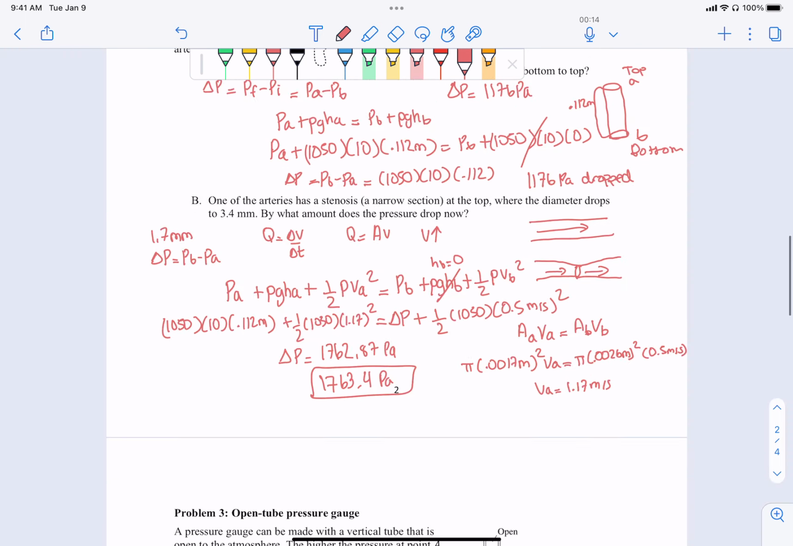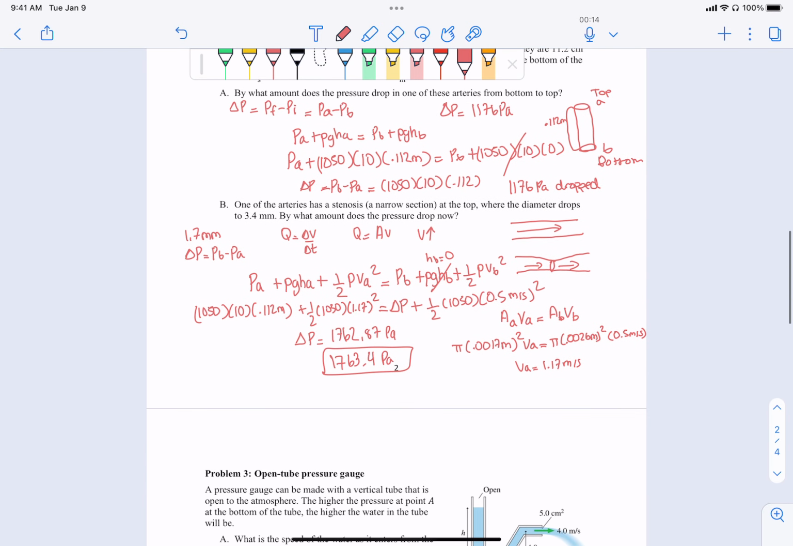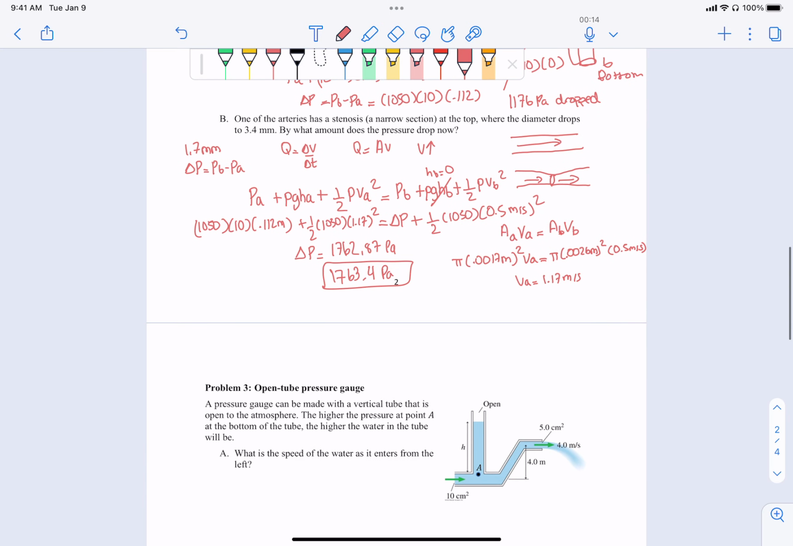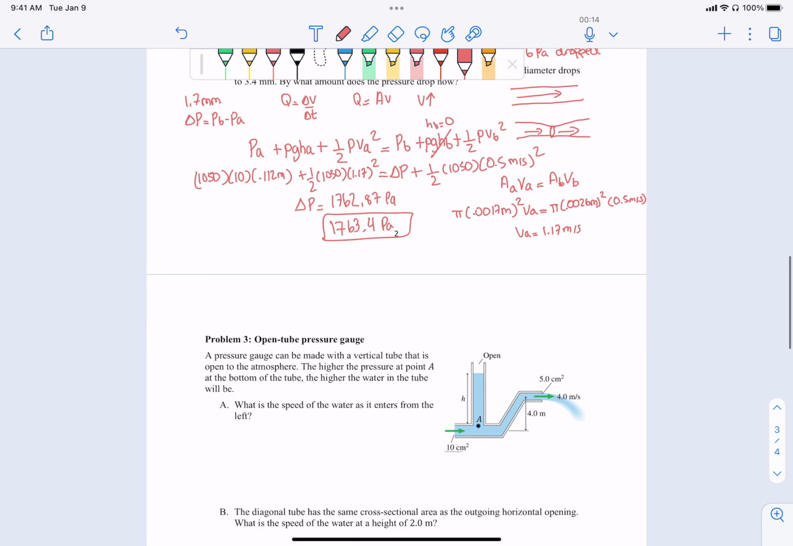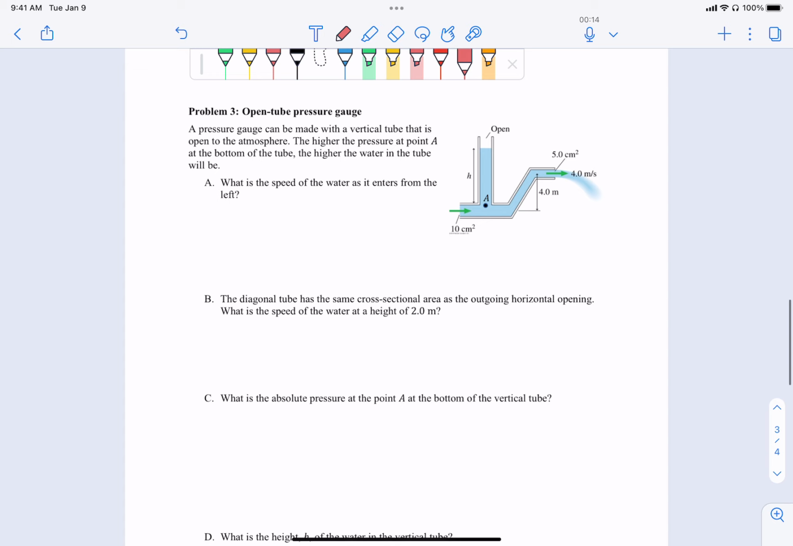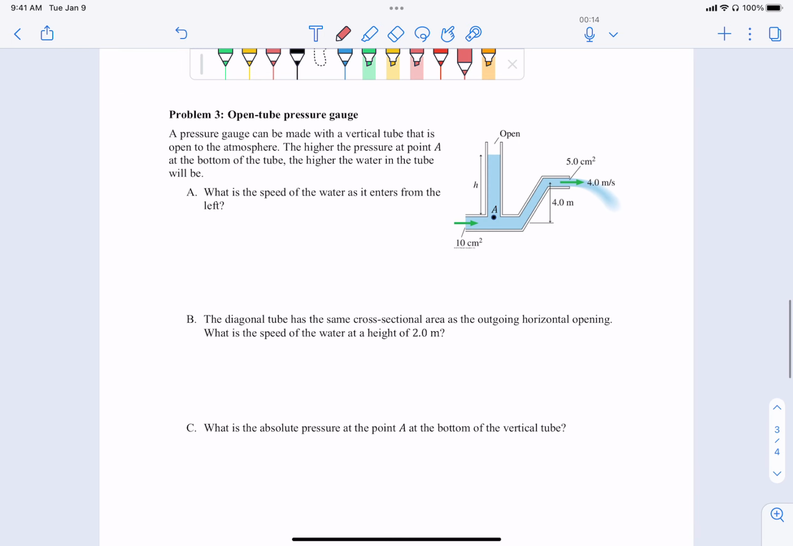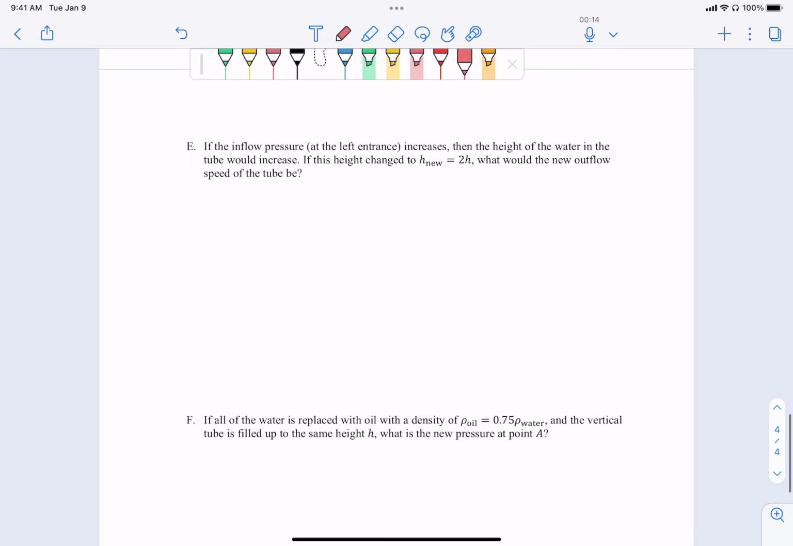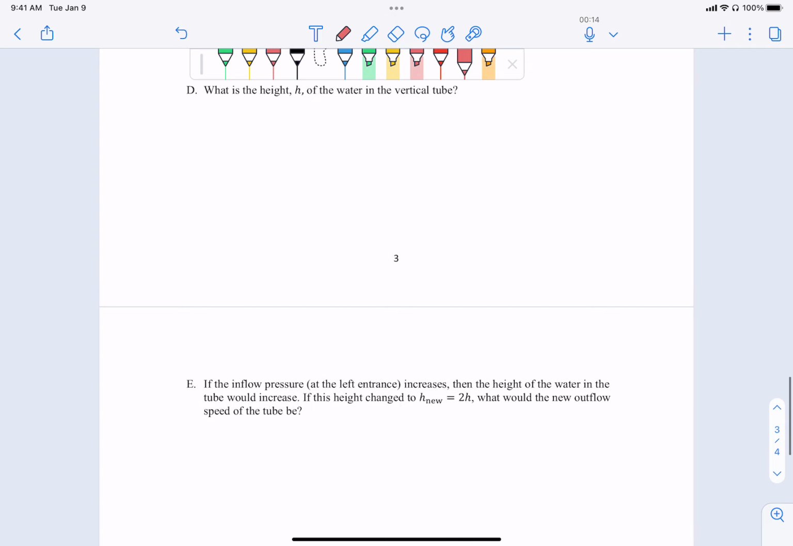Any questions about problem 2? Nope. All right. Problem 3 is all that's left. I think this should go a little bit quicker, I'm hoping, at least. I think maybe the last part is what might give us a little bit of trouble. Parts E and F.